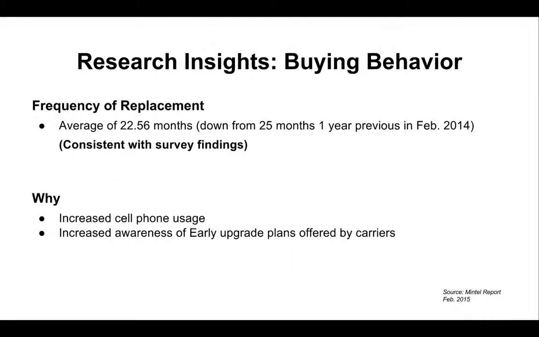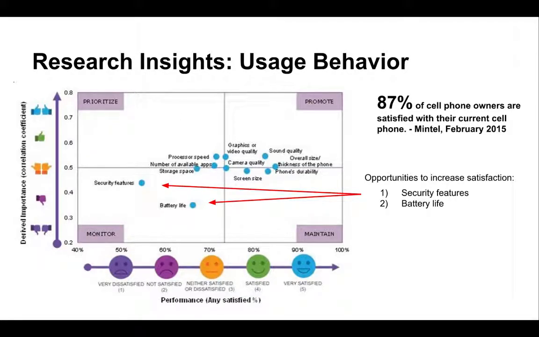Another major insight that we found was that the frequency of replacement for most people is pretty consistently 2 years, and this is consistent with our survey findings, and this is mainly because of the 2-year plans that most people are on. The usage behavior insight that we found here based on this chart is that both security features and battery life have a lot of opportunity to be increased in terms of satisfaction levels for consumers. And so 3M can potentially focus their efforts on these things to increase that satisfaction if possible.